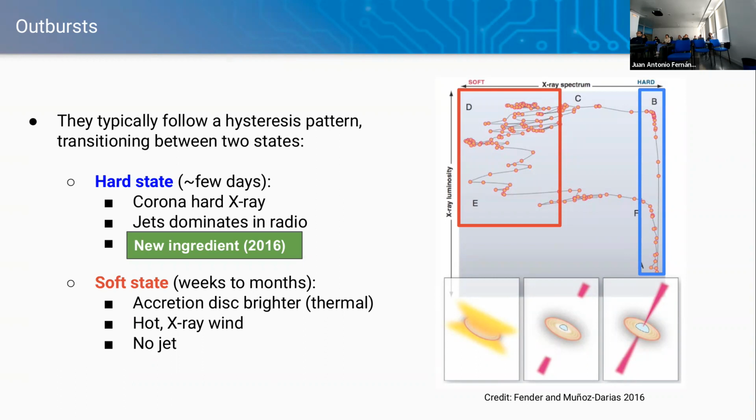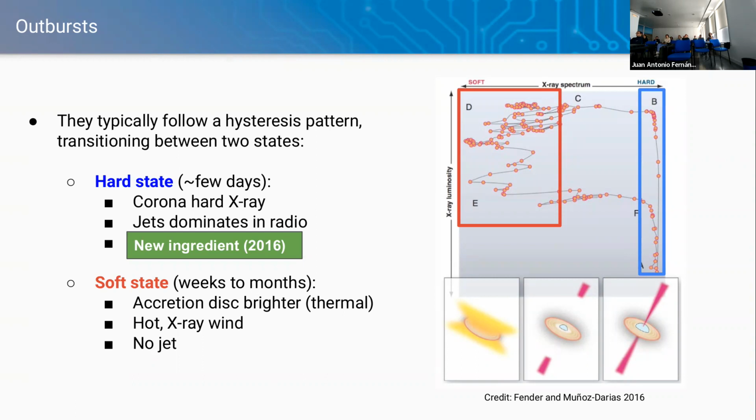And after the transition, it will remain in the soft state for a very long time. So it can be there for weeks, months, years. And then it will just move a bit back and forth in hardness and then slowly go down in luminosity until it reaches a minimum luminosity and transitions back to the hard state and then back to quiescence.